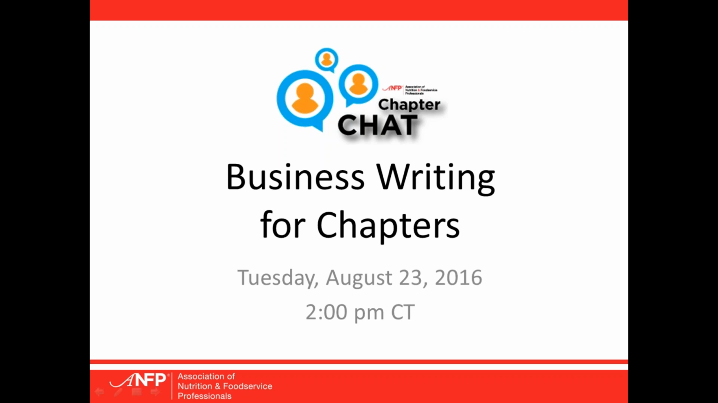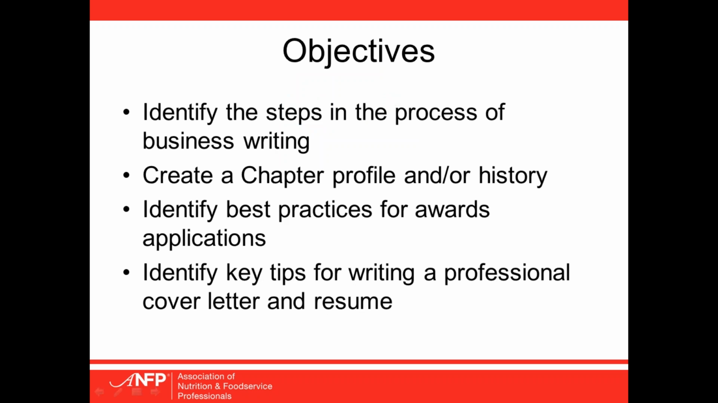So let's go ahead and get started. First, we're going to start with our objectives. By the end of this program, participants should be able to identify the steps within the process of business writing, create a chapter profile and/or history based off of the process of business writing, and identify best practices for award applications, as well as identify key tips for writing a professional cover letter and resume.